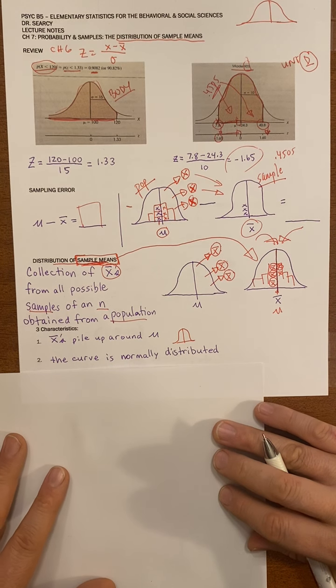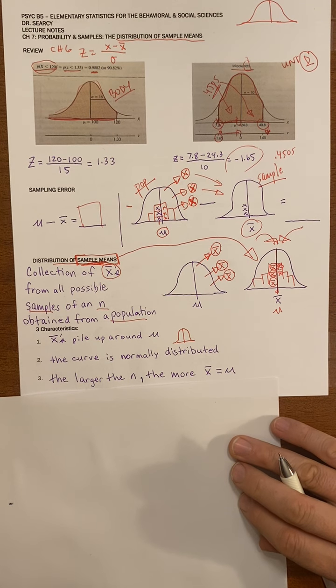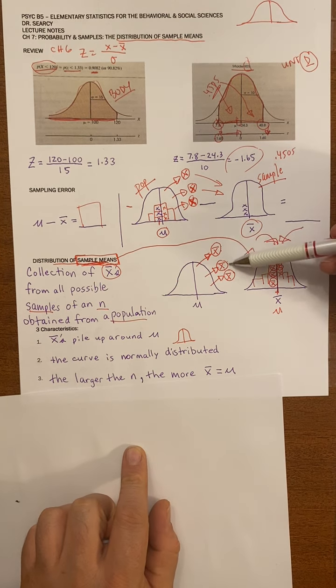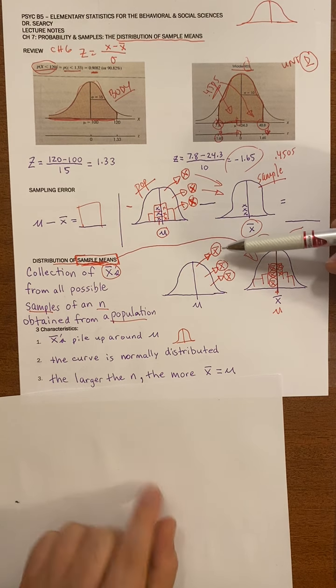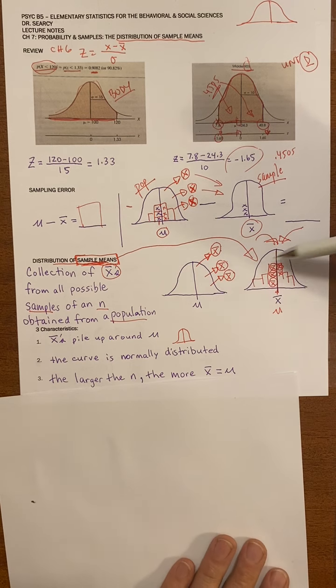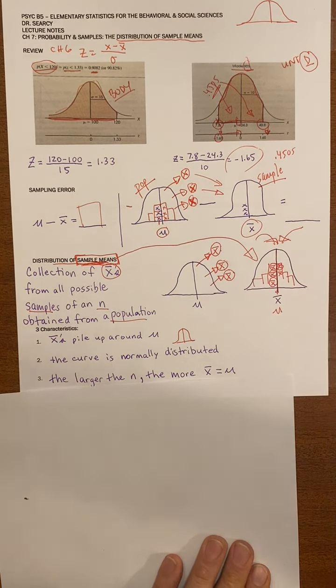Okay, so the third characteristic: the larger the n, the more that the sample mean is going to equal the population mean. Okay, so let me repeat that. The larger the n, right? So as you pull out your samples, if you can make your samples bigger, then it's going to be more likely that your sample mean is going to equal the population mean.